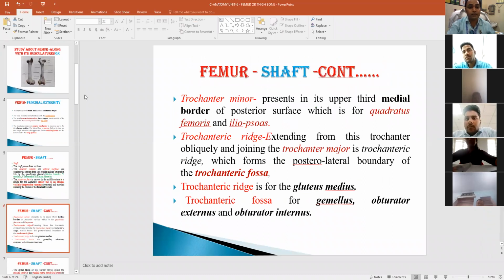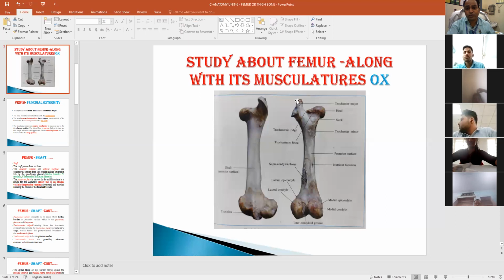Now the trochanter minor, trochanteric ridge, trochanteric fossa, and trochanter. You see here, this structure is known as the trochanter major, and this is known as the trochanter minor. The trochanter major and trochanter minor are connected to each other by a ridge known as the trochanteric ridge. And medial to the trochanteric ridge, there is a fossa. This fossa is called the trochanteric fossa.